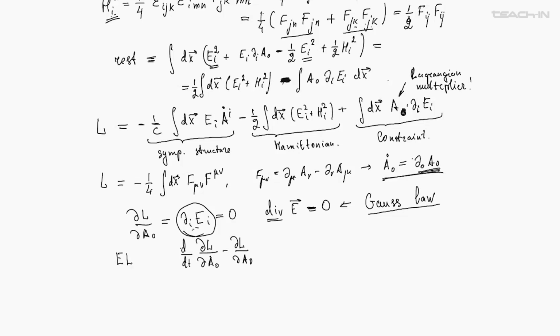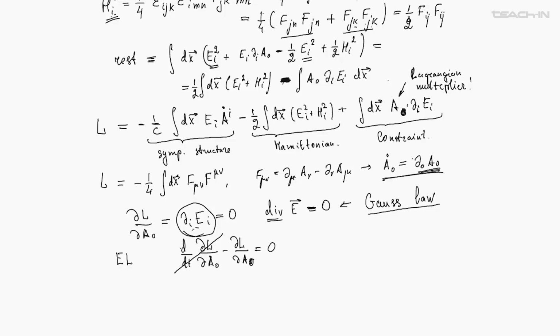But since there is no dependence on A0 dot, this term is absent, and you are left with dL over dA0 equals 0. So A0 comes algebraically without time derivative. And so this is a Lagrange multiplier in our standard language of mathematics, and therefore it generates for us this constraint, Gauss law, which on the other hand we know is one of the Maxwell equations without sources.